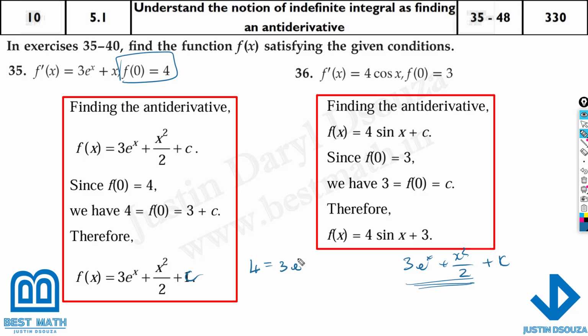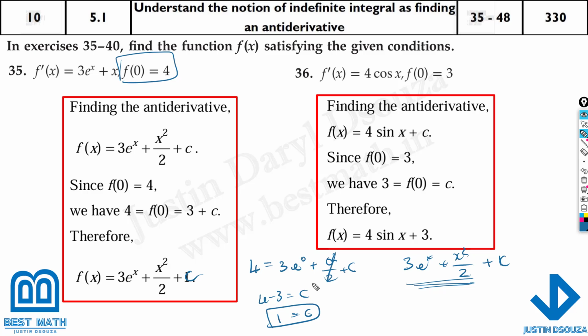Now here, e to the power x, what is the x value? x is 0, plus, again 0 square plus 2 plus c. Now this is 0 over here, it's 3, so take the 3: 4 minus 3 equals c. The answer is 1. So that is the thing.